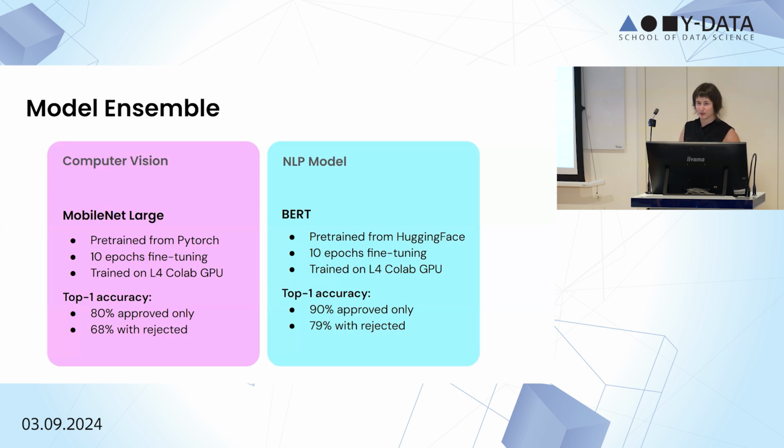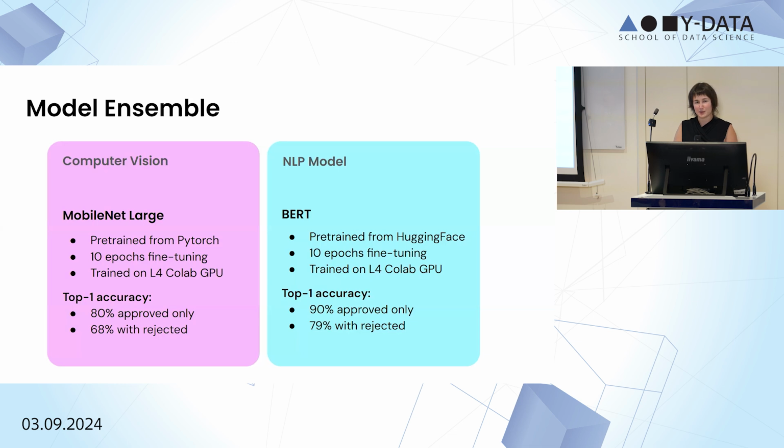So MobileNet for the computer vision part and BERT for the NLP part. And I trained them and I got pretty good accuracy. It was 80% accuracy on the computer vision model and 90% on BERT. Of course, when I introduced rejections, the accuracy slightly dropped.